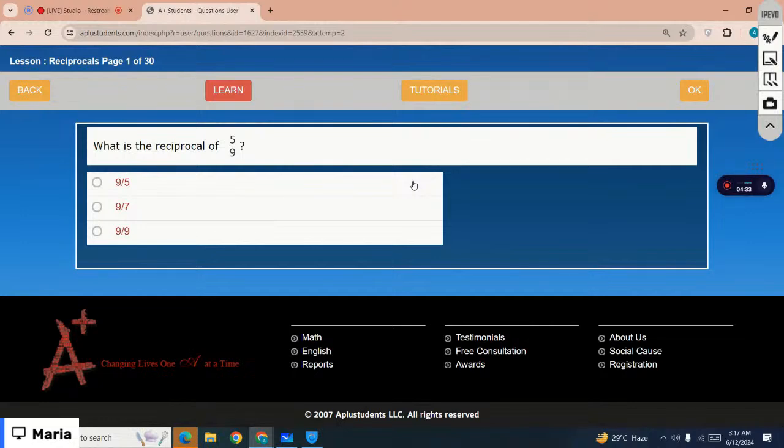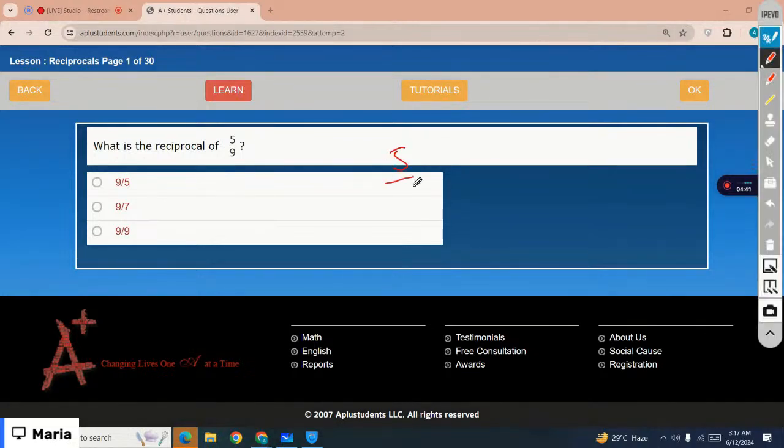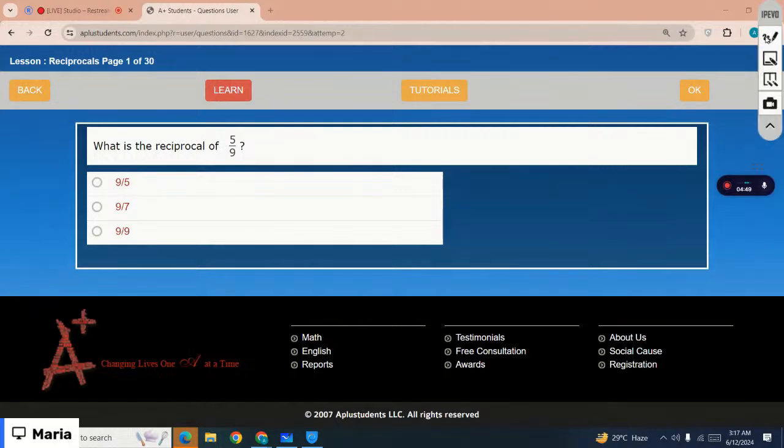The correct option is 5 over 9, right? You have to switch numerator and denominator. So 5 over 9, when you switch them, would be 9 over 5. So the correct option is 9 by 5. Option number 1 is the correct option.